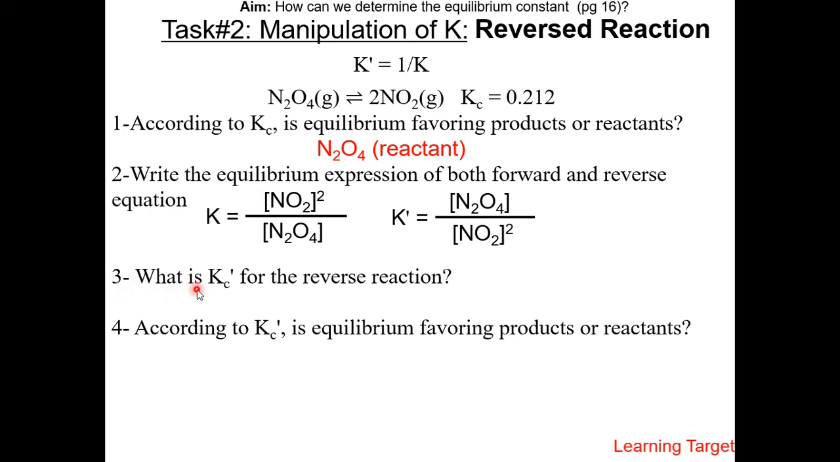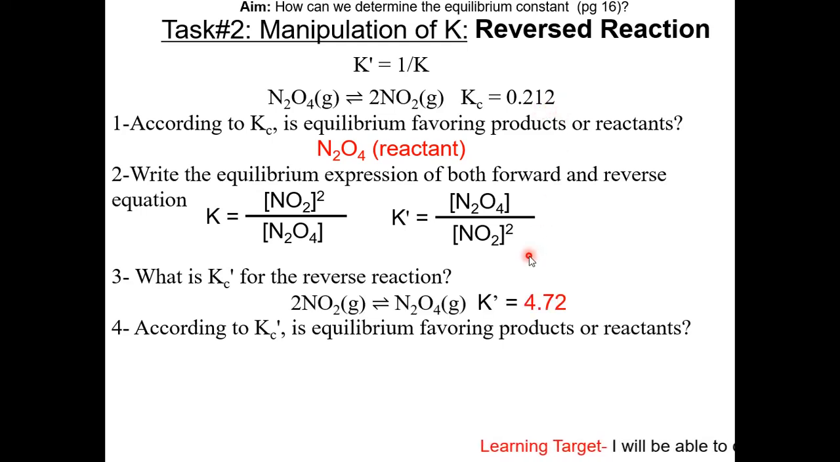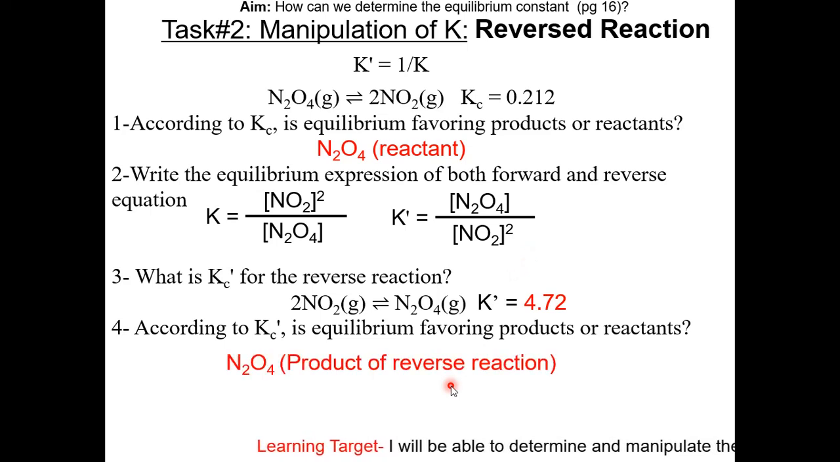Question 3. What is the Kc prime for the reverse reaction? It is 1/0.212, which is 4.72. Question 4. According to Kc prime, is the equilibrium favoring products or reactants? It is still favoring N2O4, which is the product of the reverse reaction.